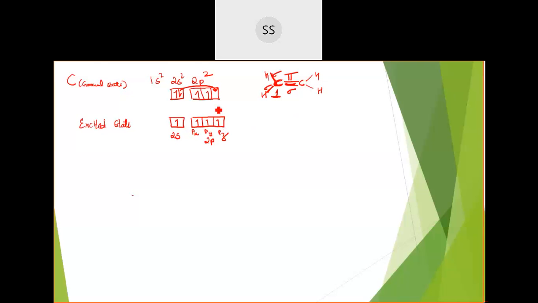So what I need to do here, students, is keep one. Okay, pz I'll keep for forming the pi bond. So this is not utilized. That means only as many orbitals as are required to form the sigma bond will be utilized. So how many will be utilized here? One 2s orbital and two 2p orbitals will be utilized to form the sigma bond.